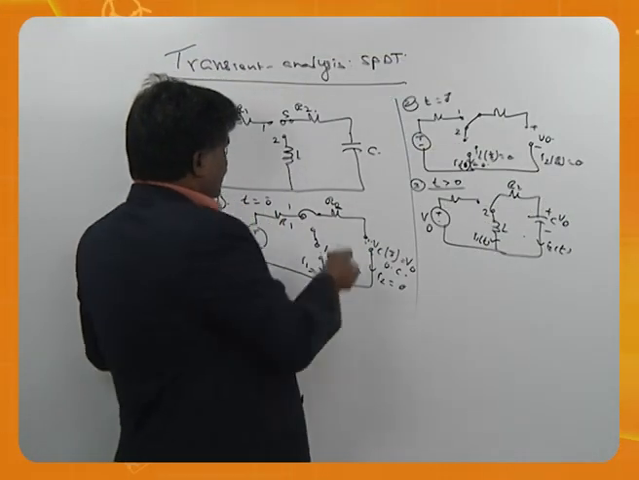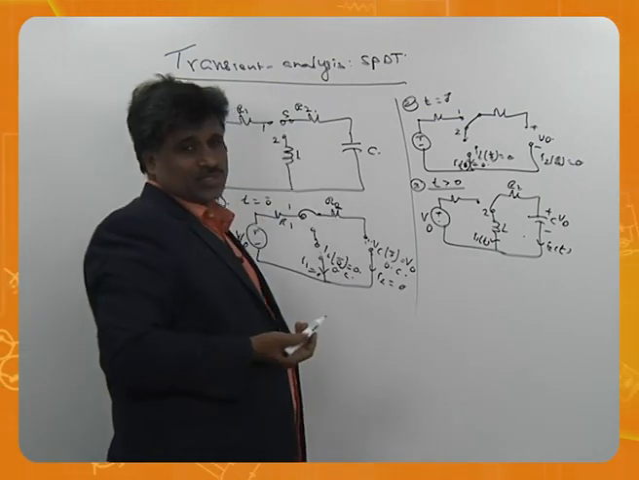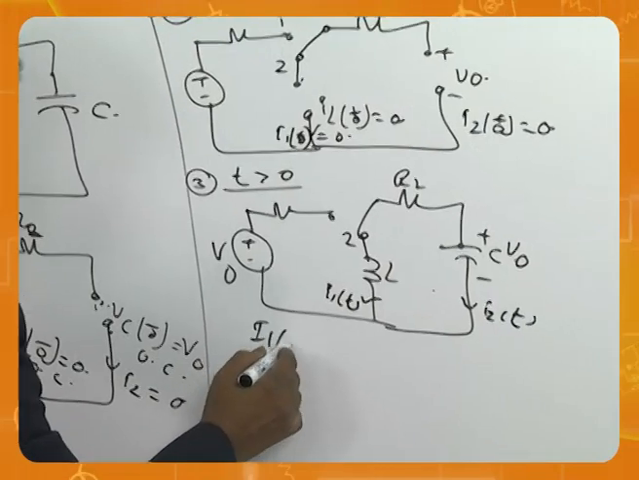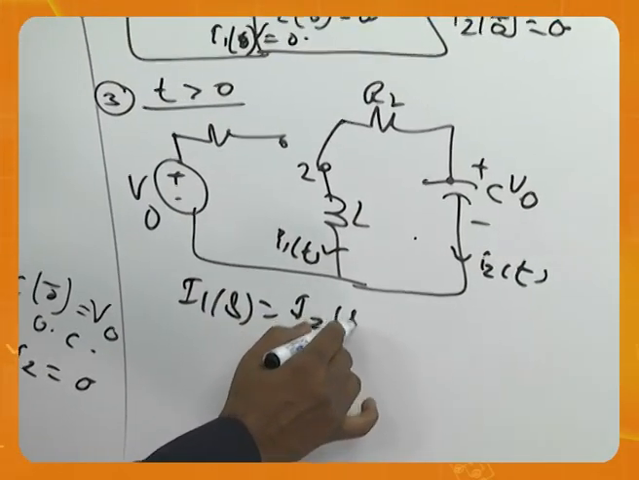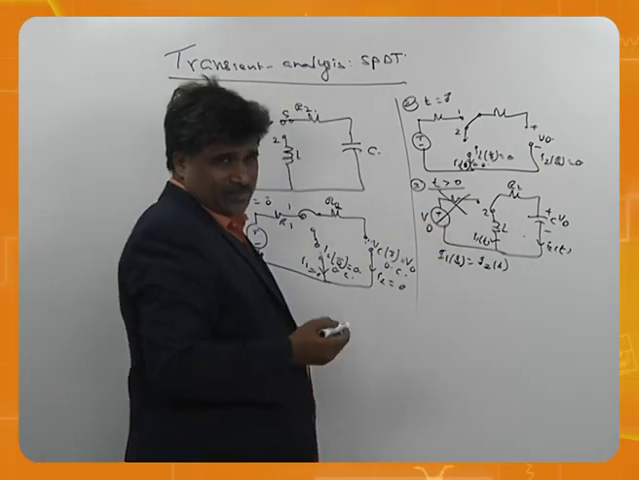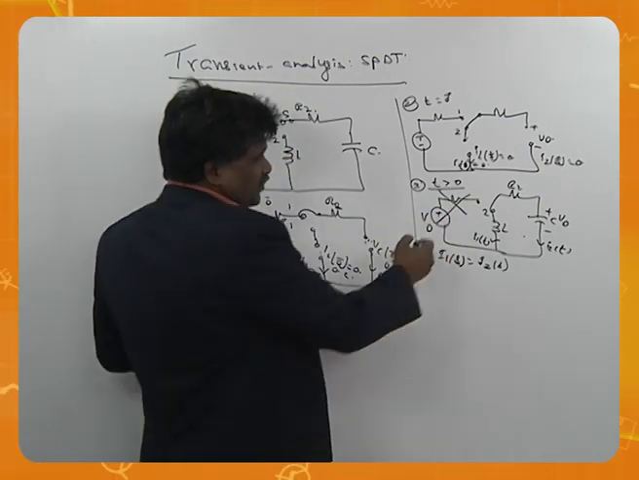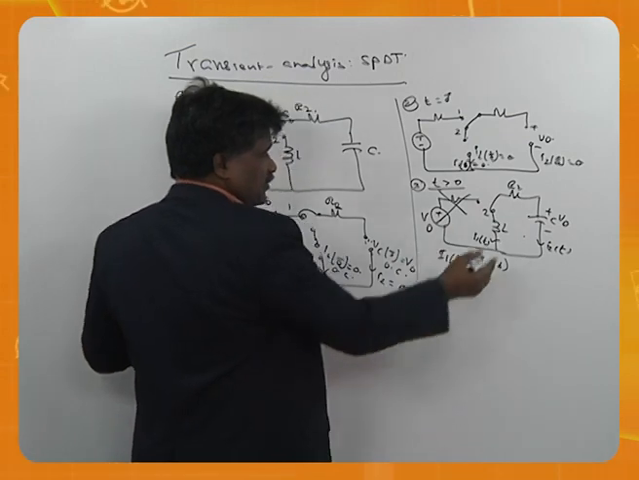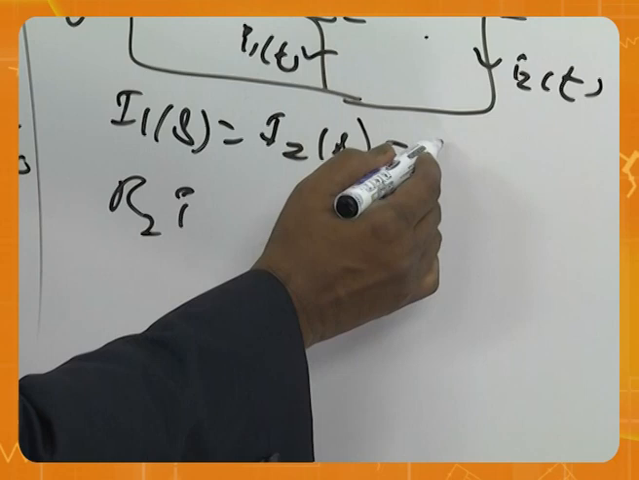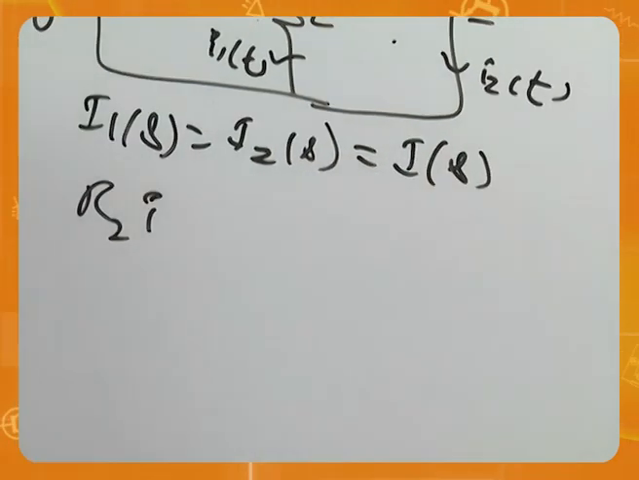Why? Because this is moved to position 2. So I can easily say I1(s) is equal to I2(s), because this is nowhere connected to this part. And then simply apply the equation here, join with me to do so. R2 I(s). I am calling this I(s) directly.